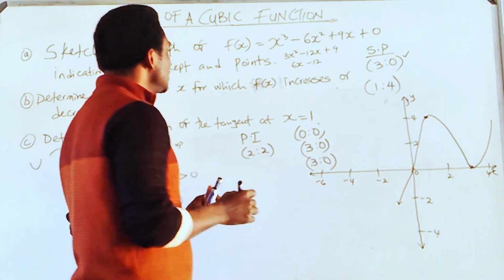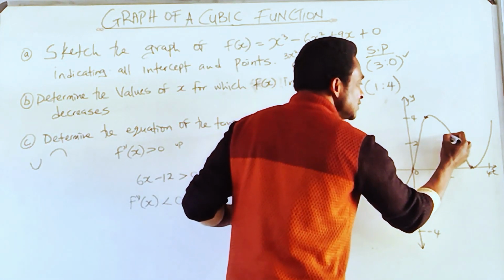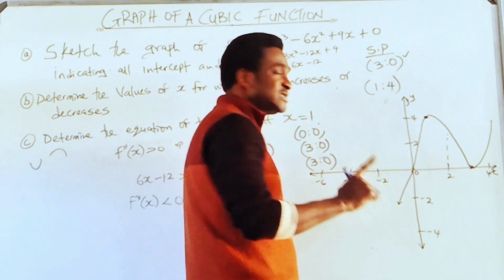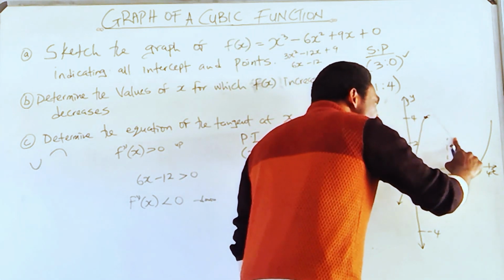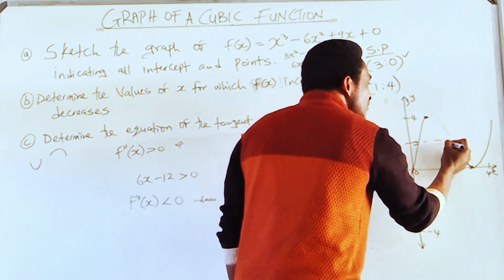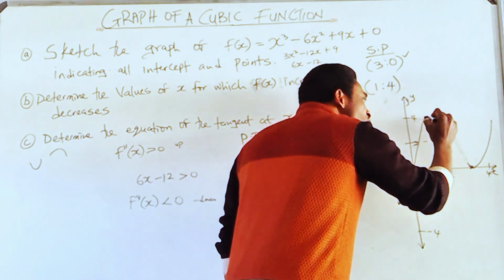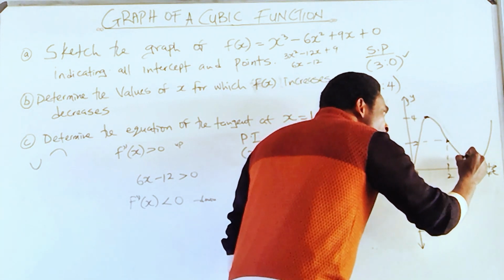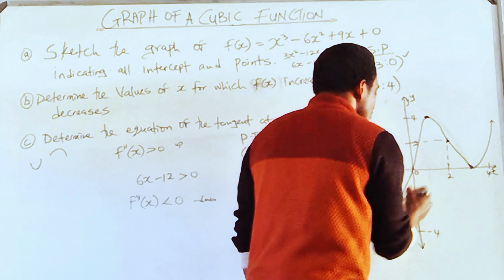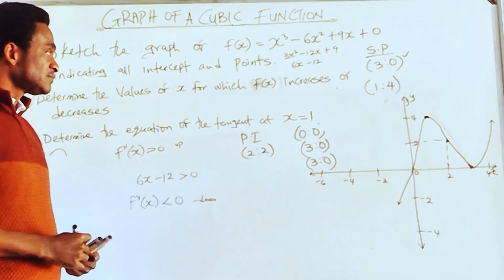What did we miss? Our point of inflection is at 2 and 2. Look at this. If it's not at 2 and 2, you must have made a mistake. So this must be taken into consideration. You can't just draw a curve. So we have 2 and 2, that is our point of inflection. Your graph must also flow through your point of inflection for you to have a perfect cubic function.